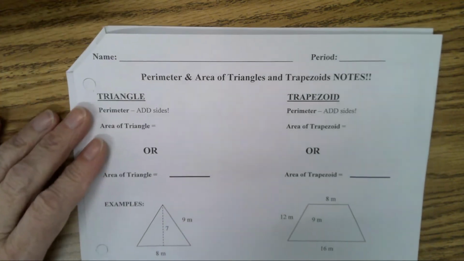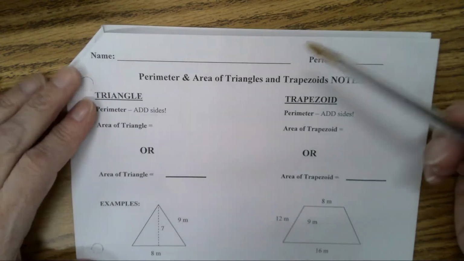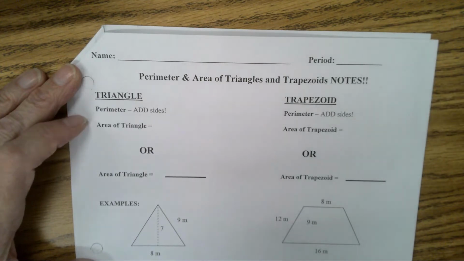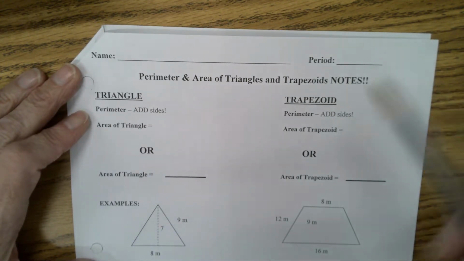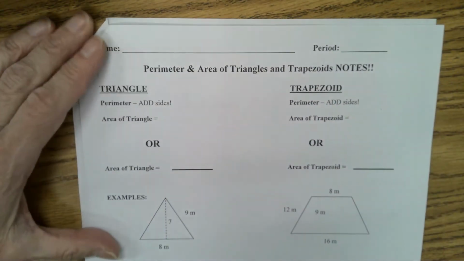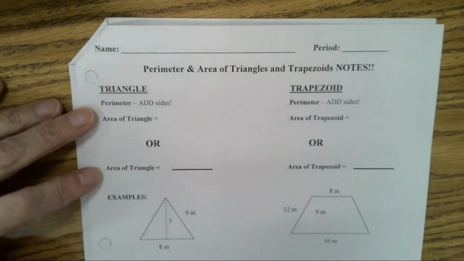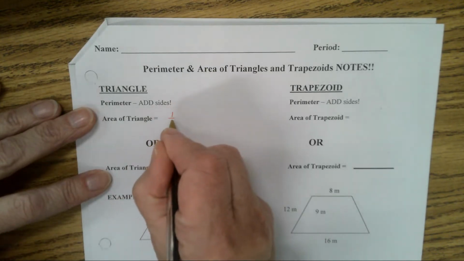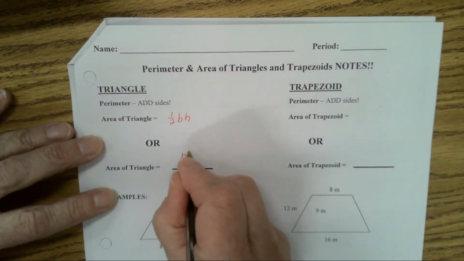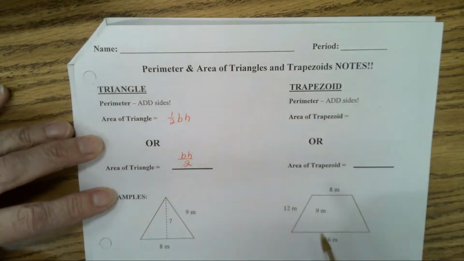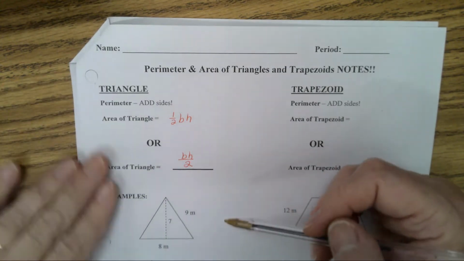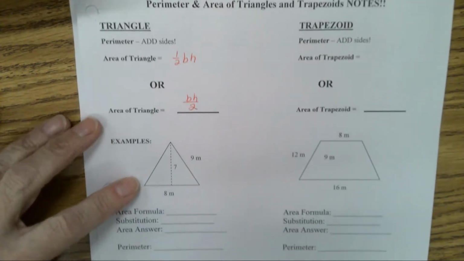We are on the second page of the packet, and it's finding the perimeter and area of triangles and trapezoid notes. So, the perimeter, you add all the sides for both a triangle and a trapezoid. The formula for the area of a triangle, there are two of them that you can use. It could be 1/2 base times height, or base times height divided by 2. Both of these will give you the same answer. All right? So, let's go to this one here.